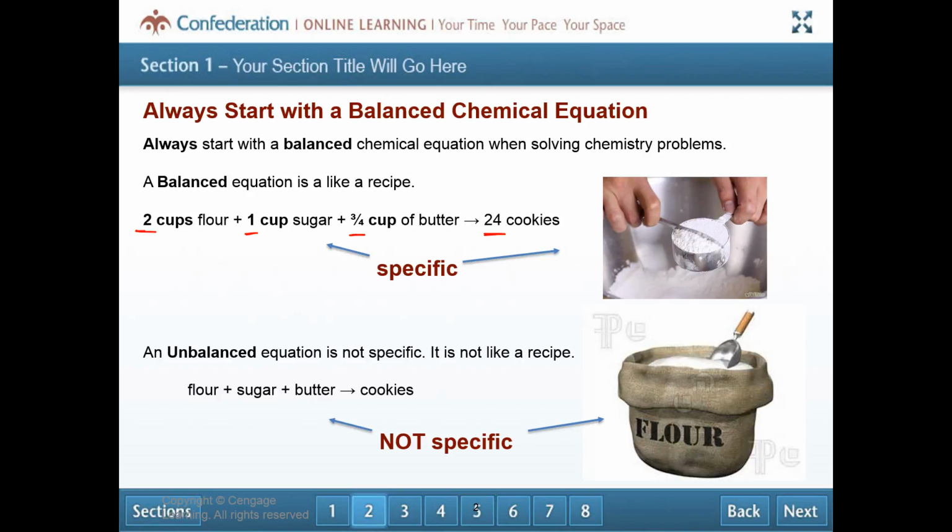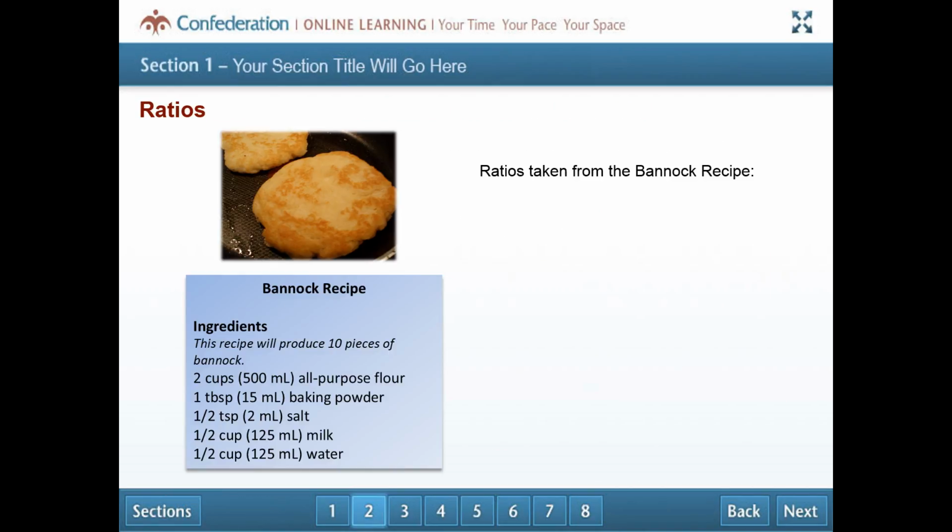Students sometimes get confused because they'll see an unbalanced equation and think that's enough information, but it's not. It doesn't actually tell you how many moles you need of each reactant to end up with a certain number of products. Just saying flour, sugar, and butter is not enough information. I could just take a handful of this, a bag of that, and I'm going to end up with a big mess. I'm not going to end up with cookies. Okay, so always start with a balanced chemical equation.